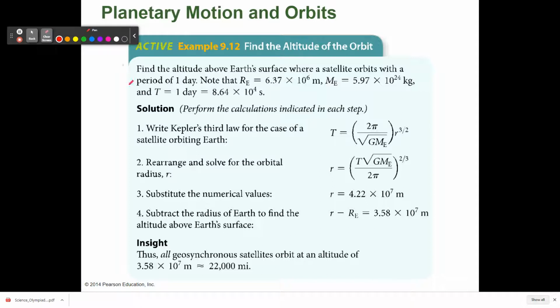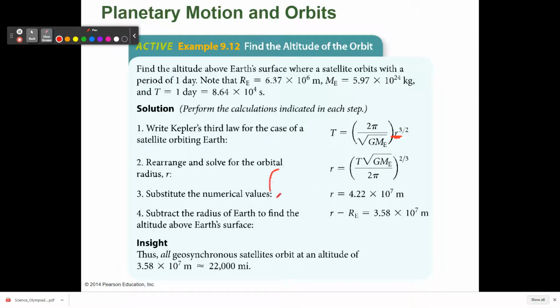Okay. So we want the period to be 1 day, which is 8.6 times 10 to the 4 seconds. We have the radius of the Earth. We know the mass of the Earth. So we're just going to plug all that information into Kepler's third law, and we're going to find little r. Little r would be the radius. Now notice, little r is the total radius, as far as how far above the Earth it's going to be, including the radius of the Earth.